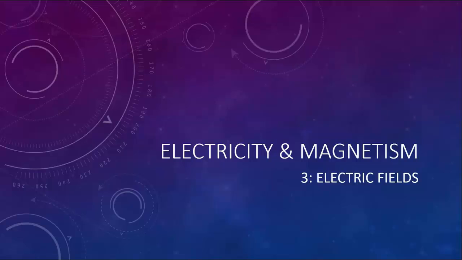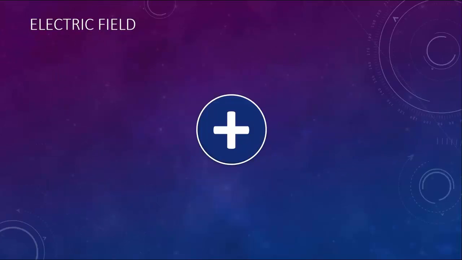This lesson is about electric fields. Let's start off with a couple of examples. Here's an object with a net positive charge. Let's imagine that we bring another charged object nearby, and let's also imagine that this object is also positively charged.